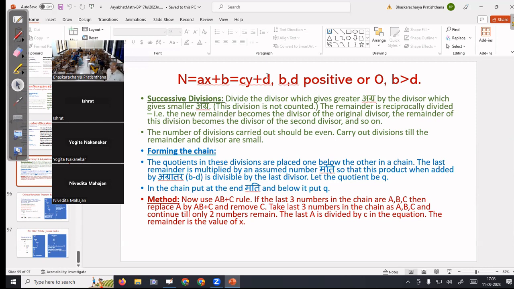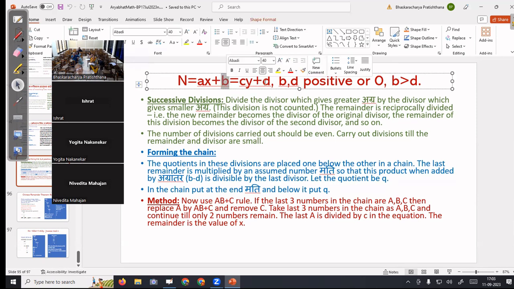But Aryabhata assumes, for example, that B is bigger than D. One of the remainders will be bigger than the other. Because if they are equal, then you can just cancel them, and then you have a simpler equation which can be directly solved, because N is equal to A times X, so you can find X immediately. The remainder is zero, there is no problem. If B and D are equal, then it can be managed. So he's assuming B is bigger than D, which is a more difficult question.